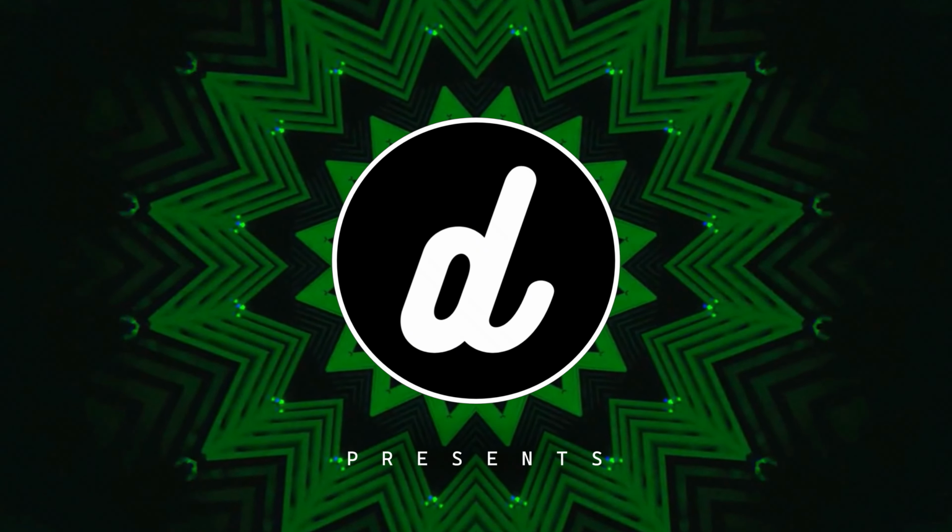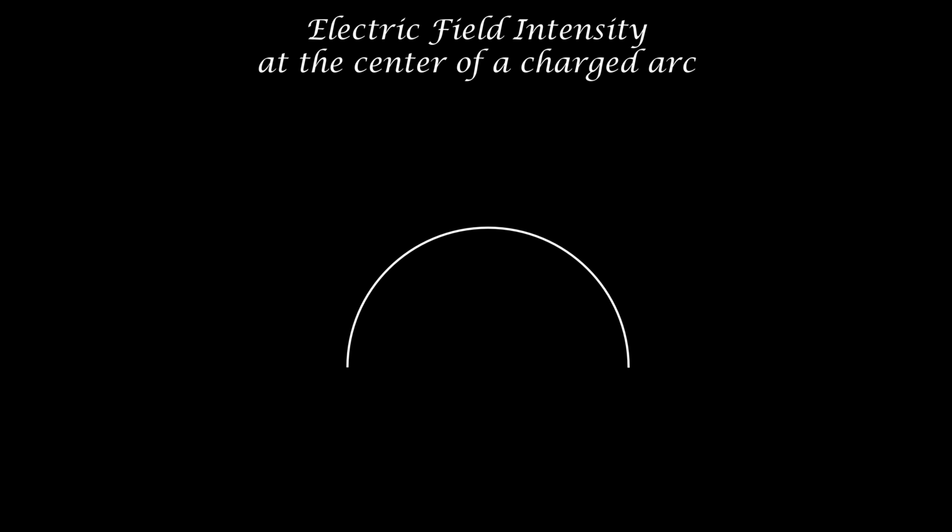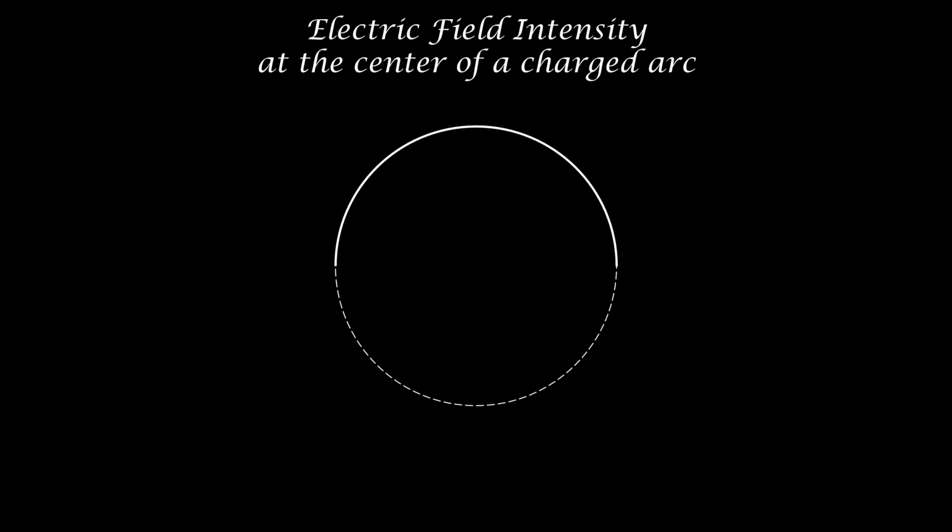Derivations you may need. Electric field intensity at the center of a charged arc. Suppose we are asked to find the electric field intensity due to a semicircular arc, which is part of a circle of radius r, at the center, let's say this point P.